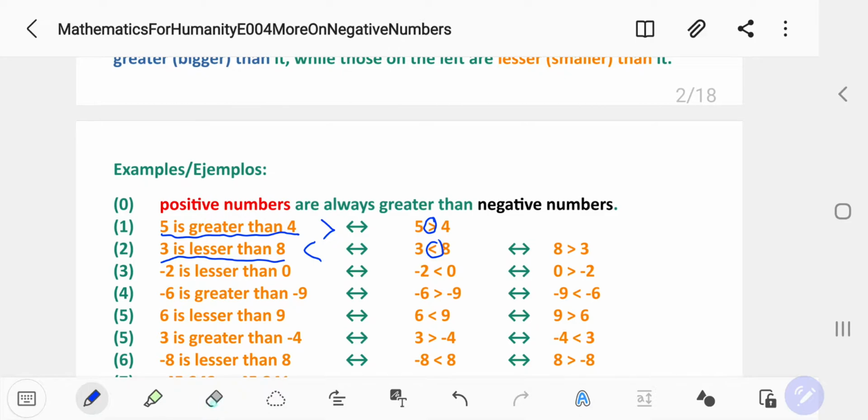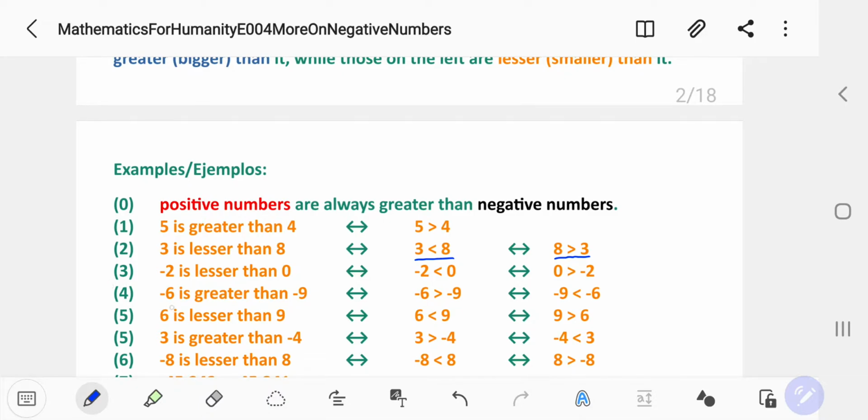So let's clean some things. Okay, so you have 3 is less than 8, but of course you can flip them. You can flip the two numbers and flip the sign. Then you can also say that 8 is greater than 3.